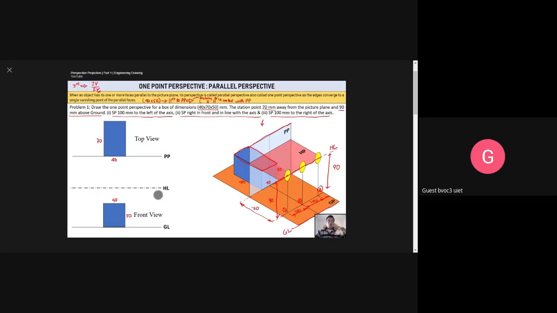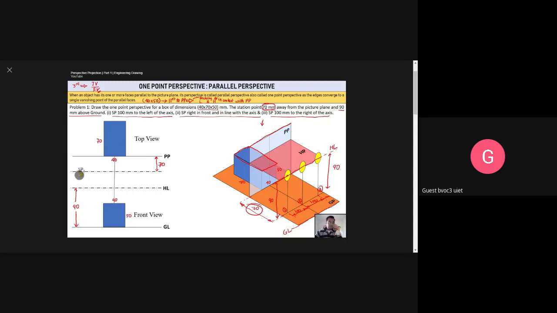Now we know how high the observer is, how high the station point is. This is 90 millimeters. We know this very well. But how far it is from the picture plane, that is something we can assess. It's 70. The station point is 70 millimeters away from the picture plane. That distance can be seen from the top. So from the picture plane here, 70 millimeters away, we need to make a line. This is where the station point's top view is going to be, and this is where the station point's front view is going to be.